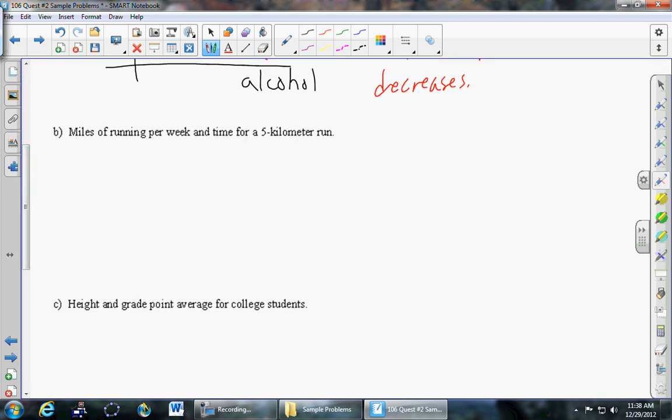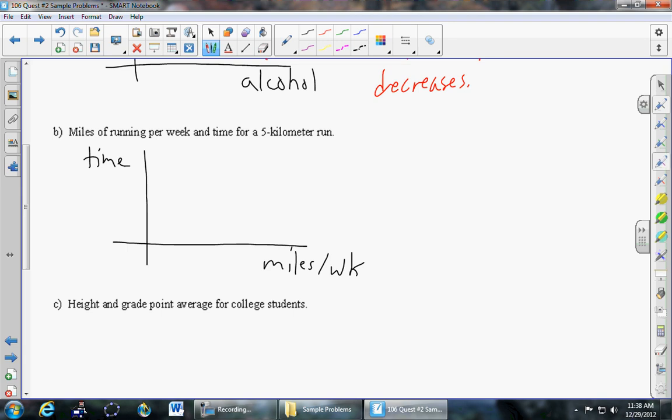Part B, miles of running per week and time for a 5-kilometer run. Again, I'll go ahead and put some things on the axis. This will be miles per week. And then over here is the time. And again, the idea is what happens as you run more and more miles per week. So presumably if you're not running at all, if you're running 0 miles per week, then your time is going to be really high. You'll be slow.